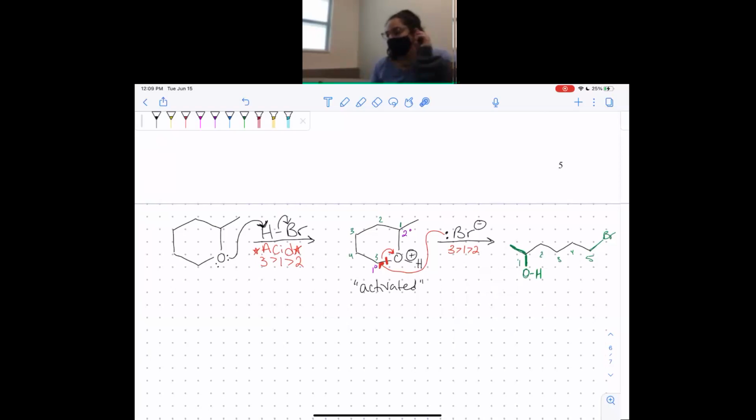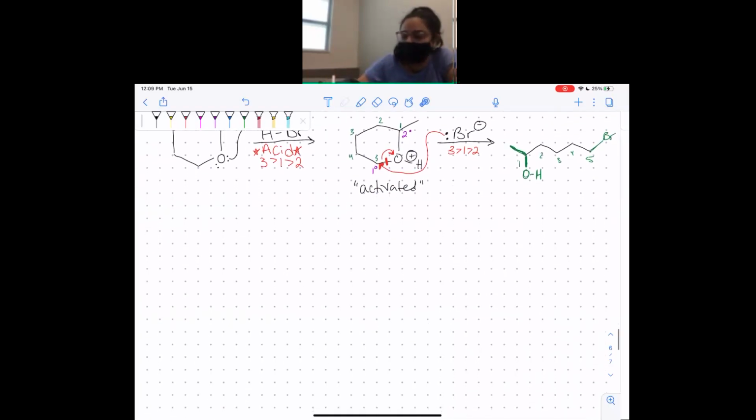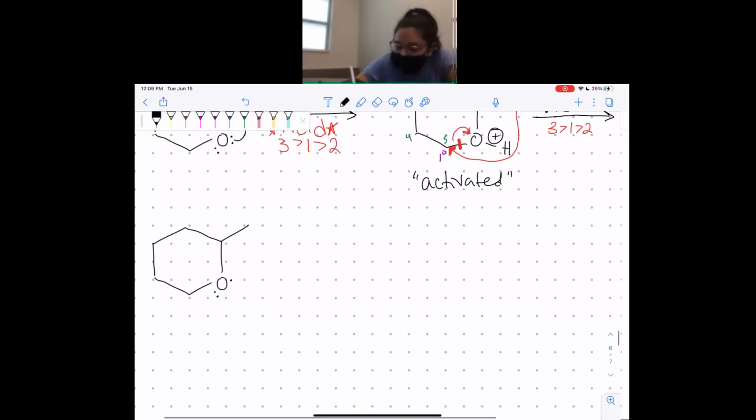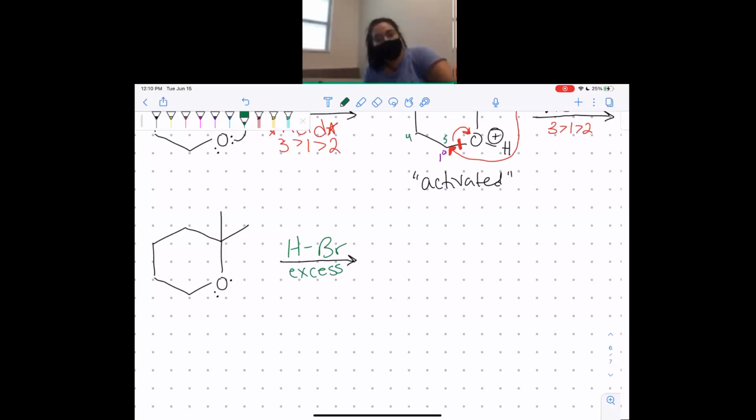Okay, so up next we have essentially the same thing, so I'm just going to copy this, except I'm going to add a twist so we're not doing the same exact thing twice. I'm going to add another carbon here. And we're going to say HBr excess. So I want you to walk me through it. So step number 1, what do we think?